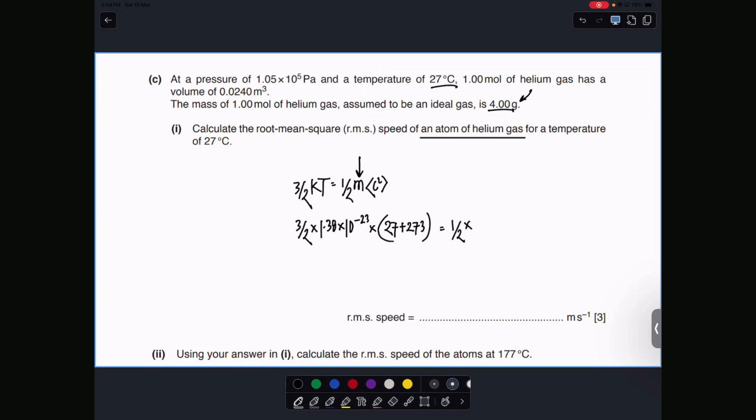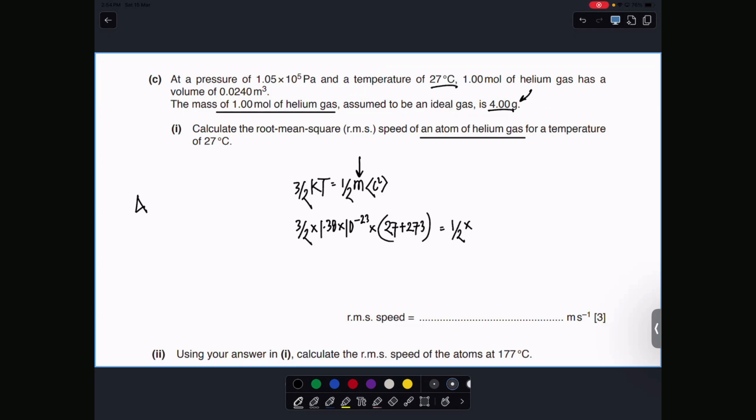No. When we say, let's say in chemistry, that water is 18 grams, right? Molecule of water, 18 grams. How much water? 18 grams is 1 mole of water. Here they have written that the mass of 1 mole of helium gas is 4 grams.